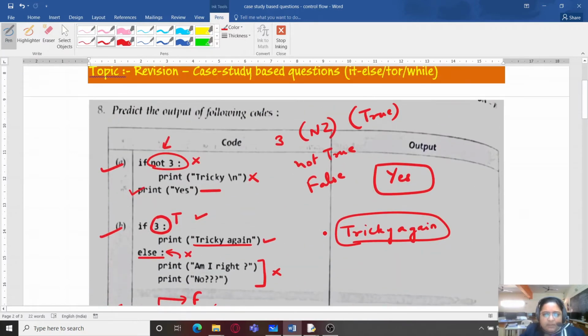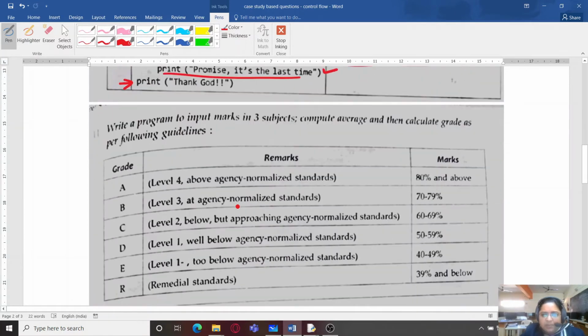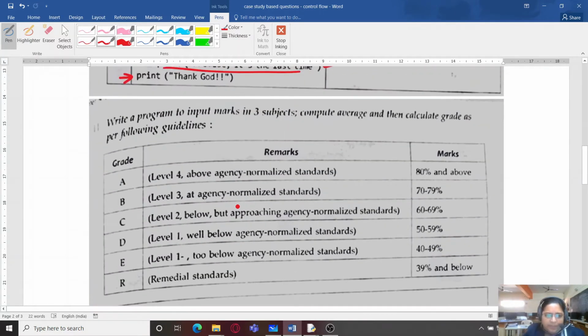So these are the case study based questions which you might get in the form of a reference to any imaginary person, which shall be provided in your question paper.